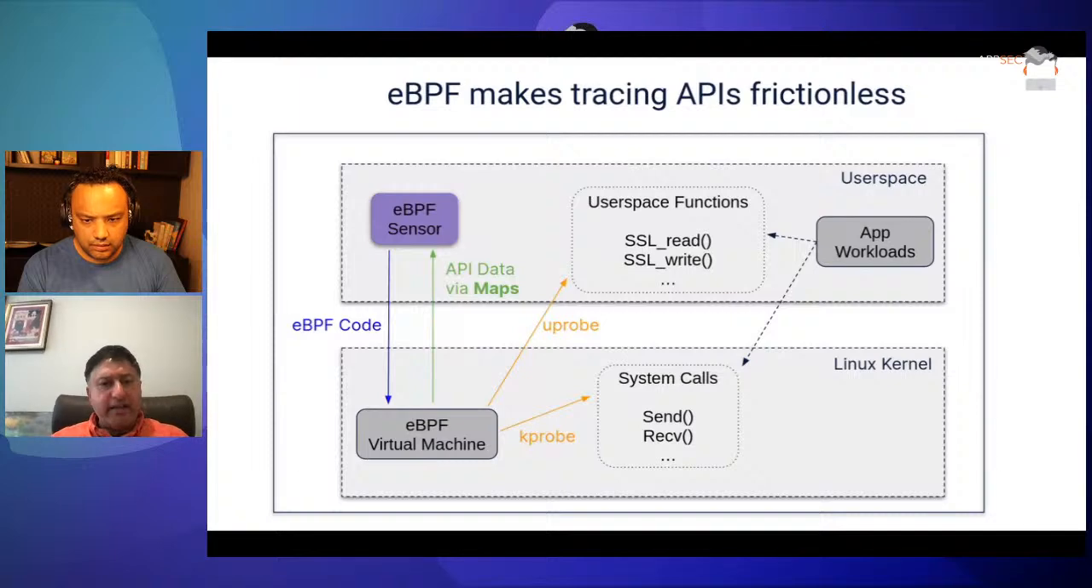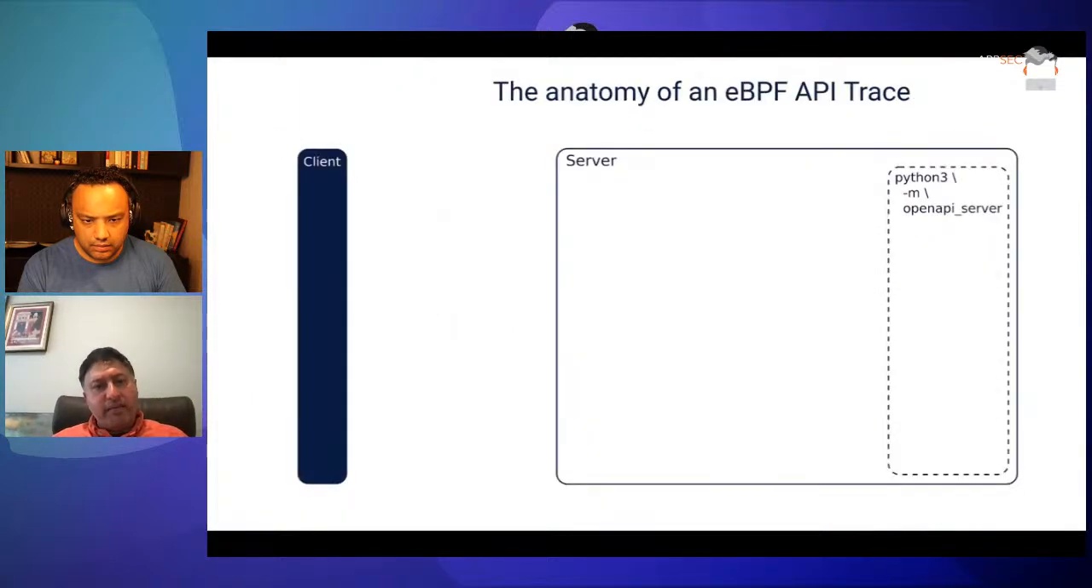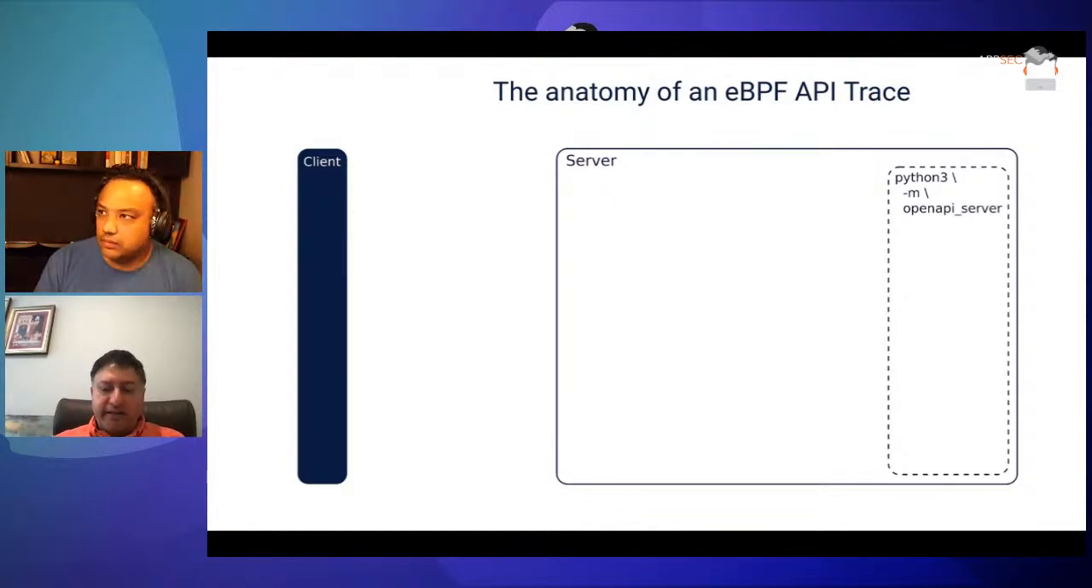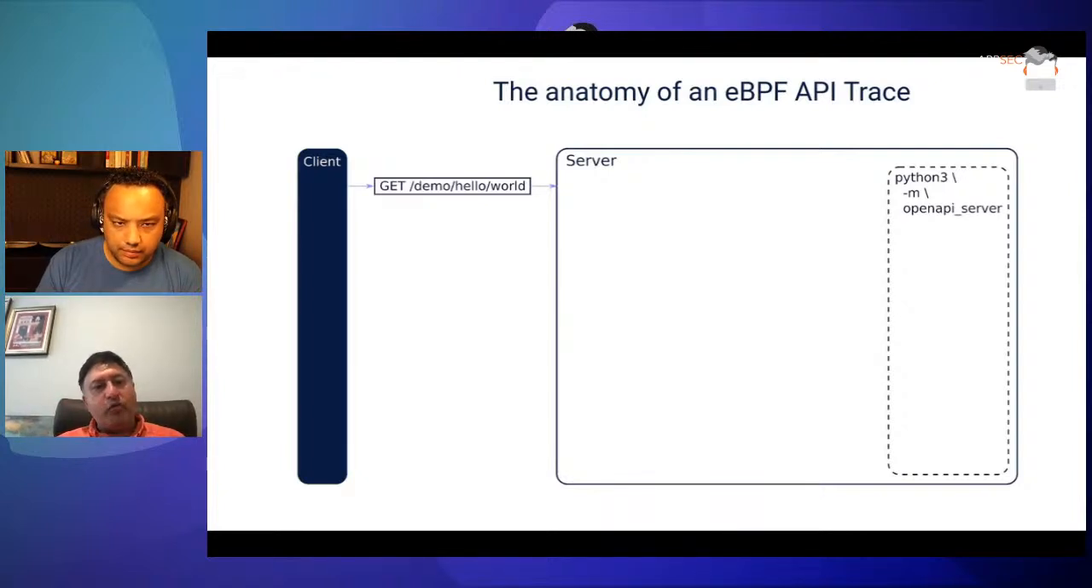But let's actually look at the anatomy of an eBPF trace. On this slide, on the left-hand side, we have a client, something like curl or Postman, that's going to make a request to an API server. On the right-hand side is an API server that exposes an API, and it's a Python API server. The client is going to make a GET request, and the API has a URL, demo hello world. And let's observe what happens within the server here.